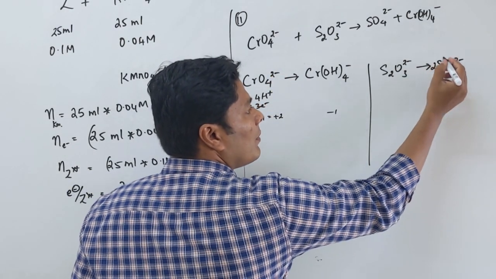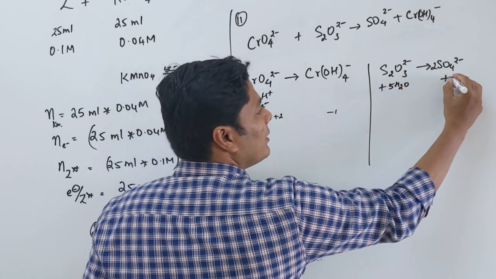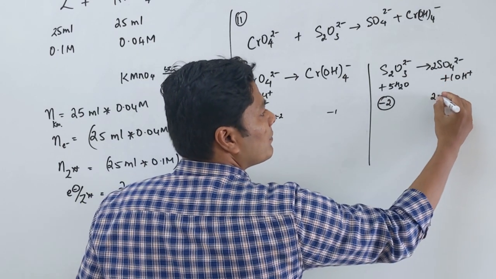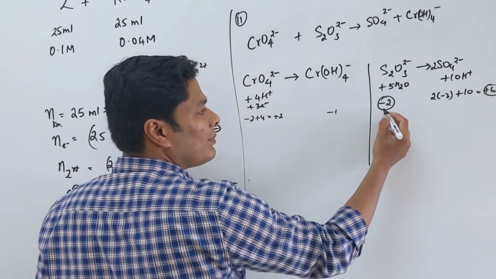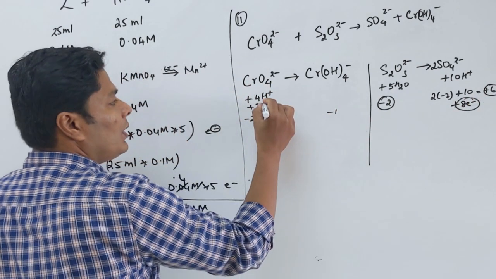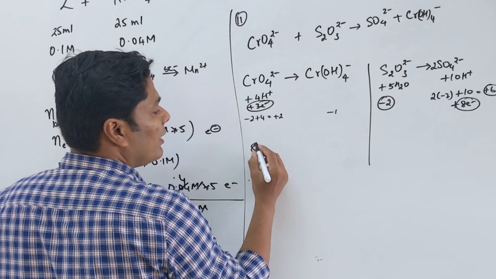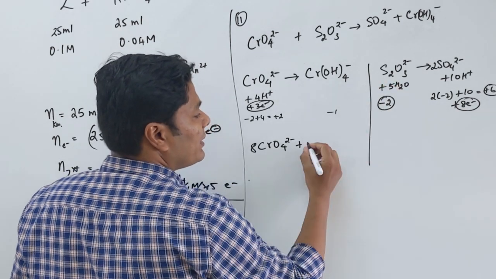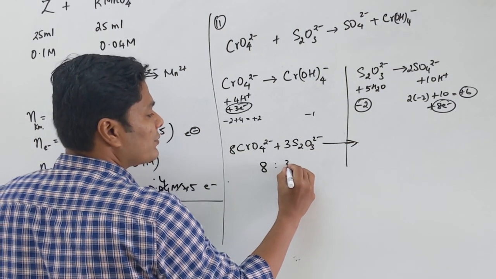Here I have 2 sulfurs, 3 oxygen, 8 oxygen, so I have to add 5 H2O, that brings me 10 H plus. What's the total charge here? Minus 2. In the total charge, 2 times minus 2 plus 10, minus 4 plus 10 is plus 6, and the other side is minus 2, so I have to bring it down to minus 2, so I add 8 electrons. So what I need to do, multiply this by 8, multiply that by 3, so I have 8 CrO4 2 minus will react with 3 S2O3 2 minus giving you what you want, but the most important thing is the ratio 8 is to 3.